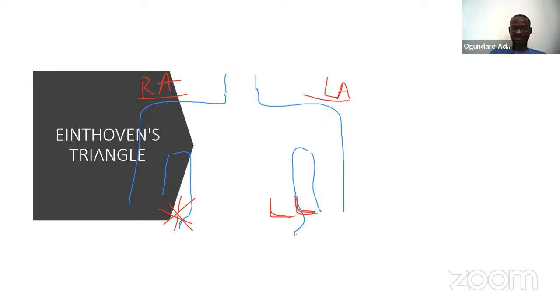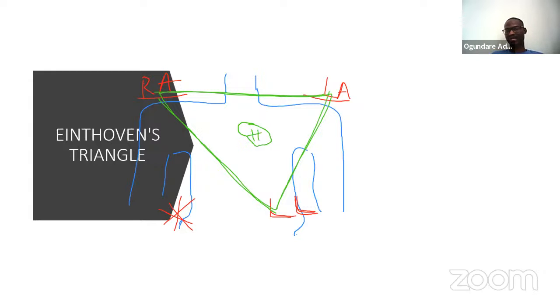So if you draw an equilateral triangle from these 3 electrodes, I've told us why this one was excluded. It's because it's neutral. So we have just this inverted equilateral triangle now from right arm, left arm, and left leg. Let's assume the heart is somewhere here. So let's assume this is Dorothy's heart. So this is how it works.